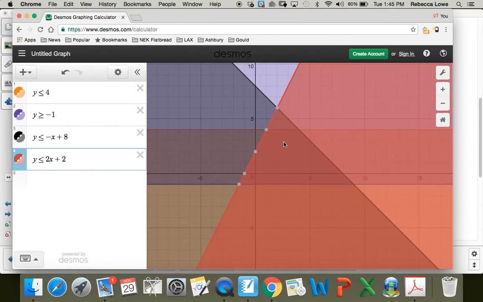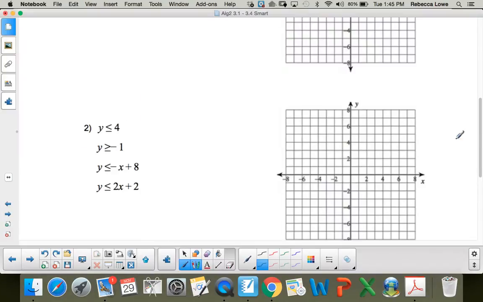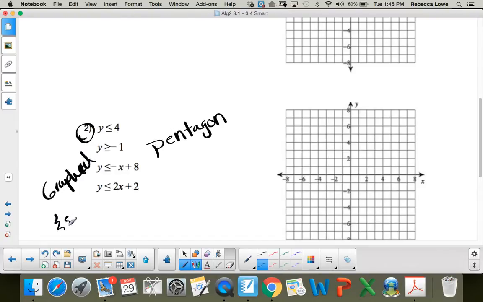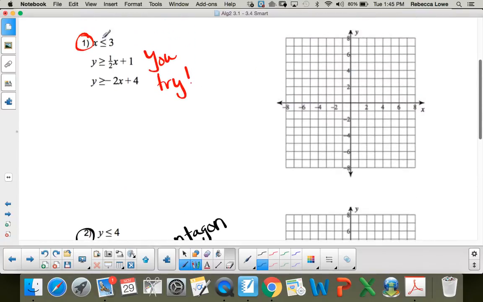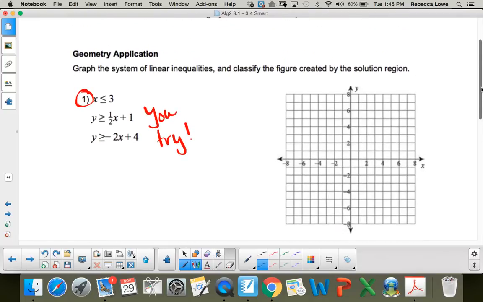I want you to make sure that you transfer these inequalities to the next page and that you graph it accurately and that you indicate that the solution area is a pentagon. So make sure you have this graphed and shaded. And then you're going to also graph these and determine the geometric figure that is created as well.